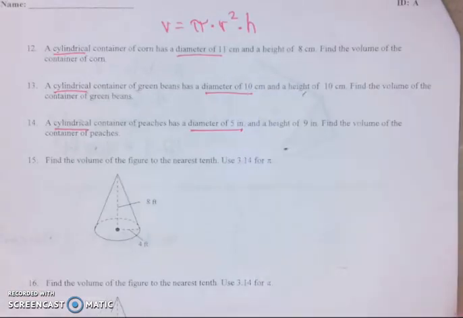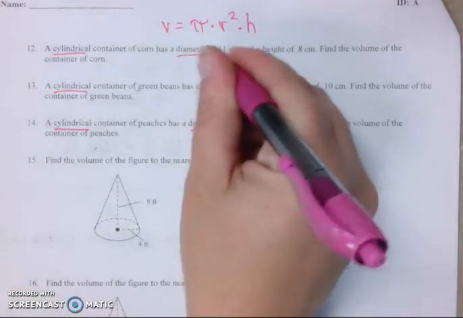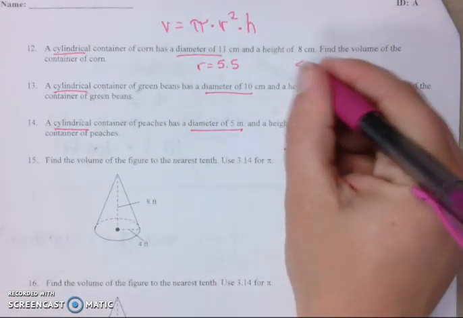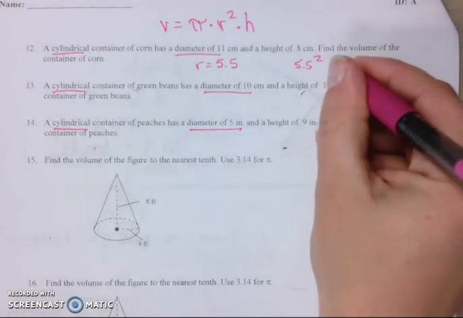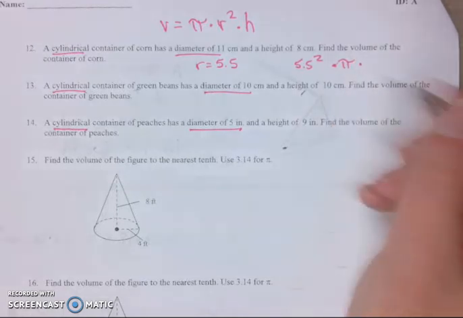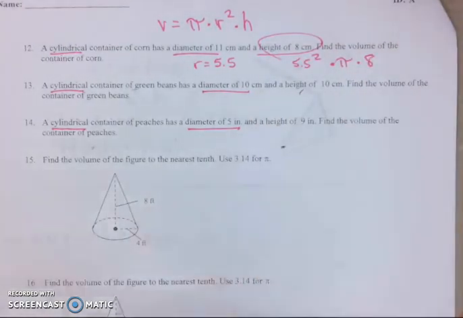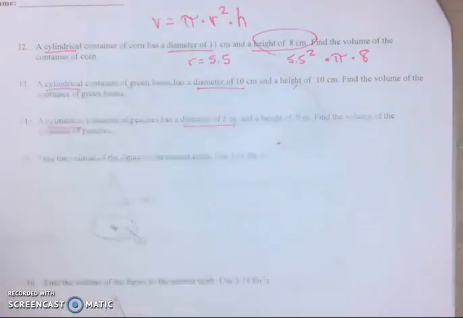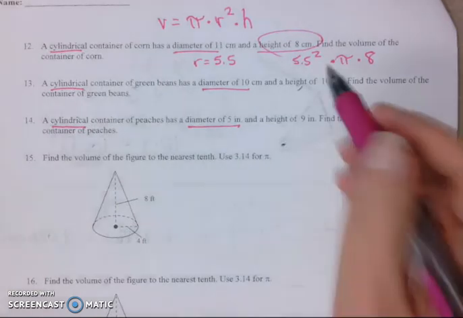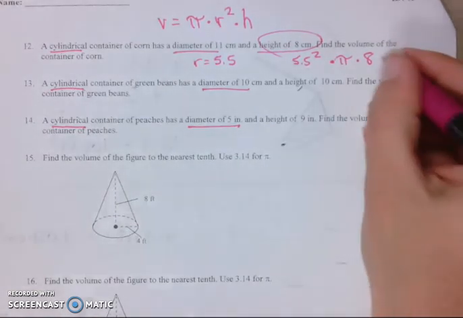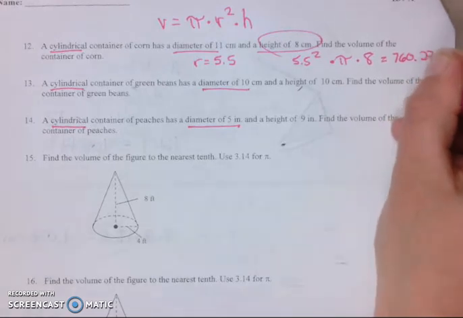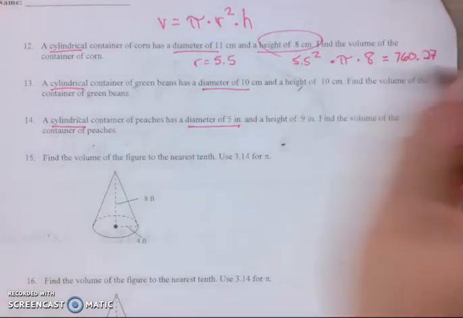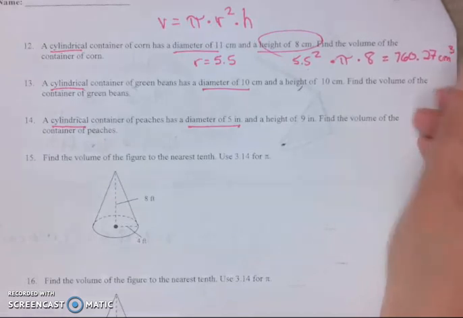So our radius is 5.5. So I'm going to take 5.5 and I square that first, take that answer times pi and times the height, 8, to get the volume. So square this first, multiply those, and I'm using the pi button and rounding to 2 decimals. And it's in centimeters, so centimeters cubed.